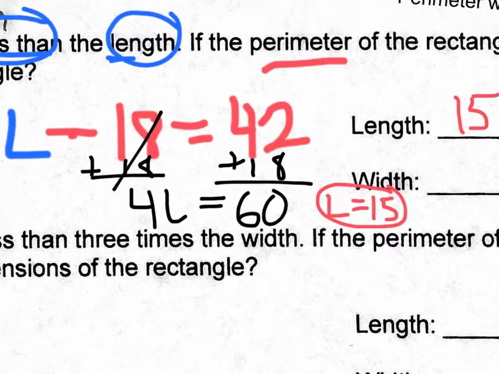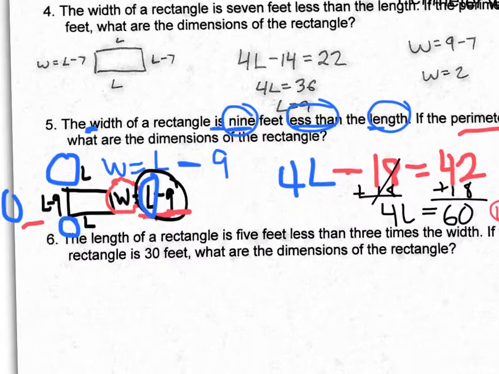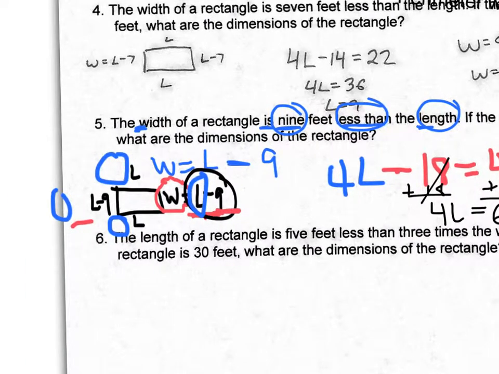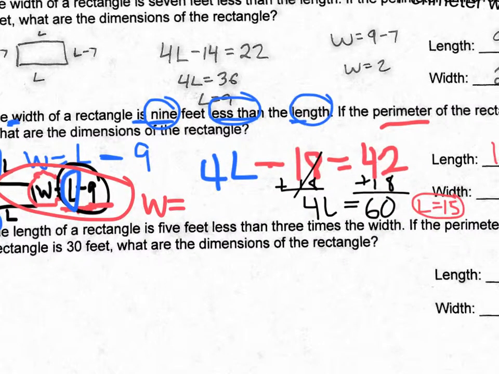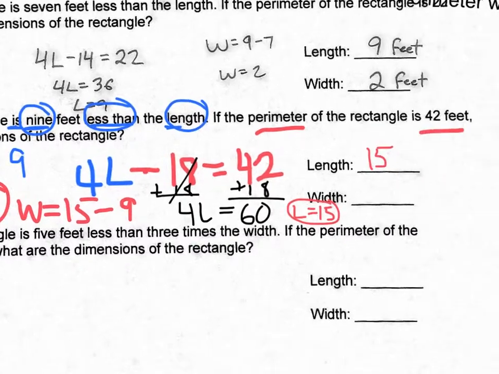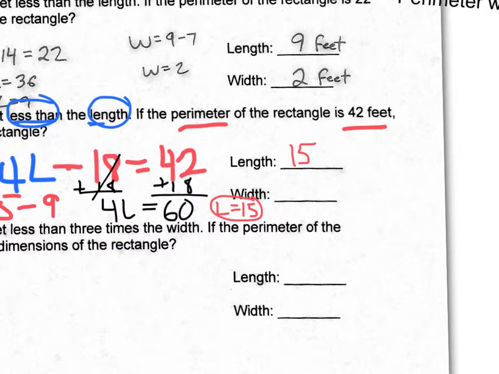Now if you want your width, you have to take the length, 15, and plug it into the L where the width is at, okay? So the width is L minus 9. I don't know if you could see it in all this mess right here. The width is L minus 9. So the width is L, which we just said was 15. So you're going to put 15 minus 9. And what is 15 minus 9? That is 6. So your width is 6.